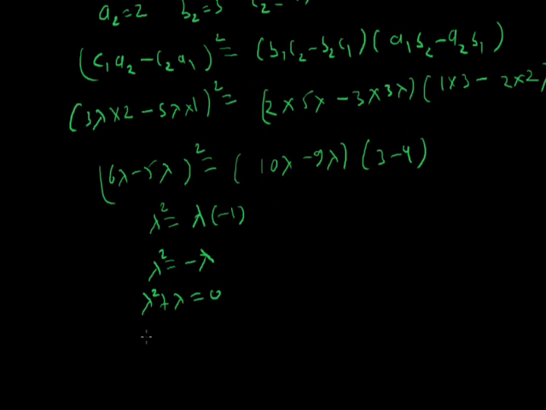I take lambda common. What is left? Lambda plus 1 equals to 0. So it is possible only when lambda equals to 0 or lambda equals to minus 1. So lambda cannot be 0. So the answer is lambda equals to minus 1. Why lambda cannot be 0?